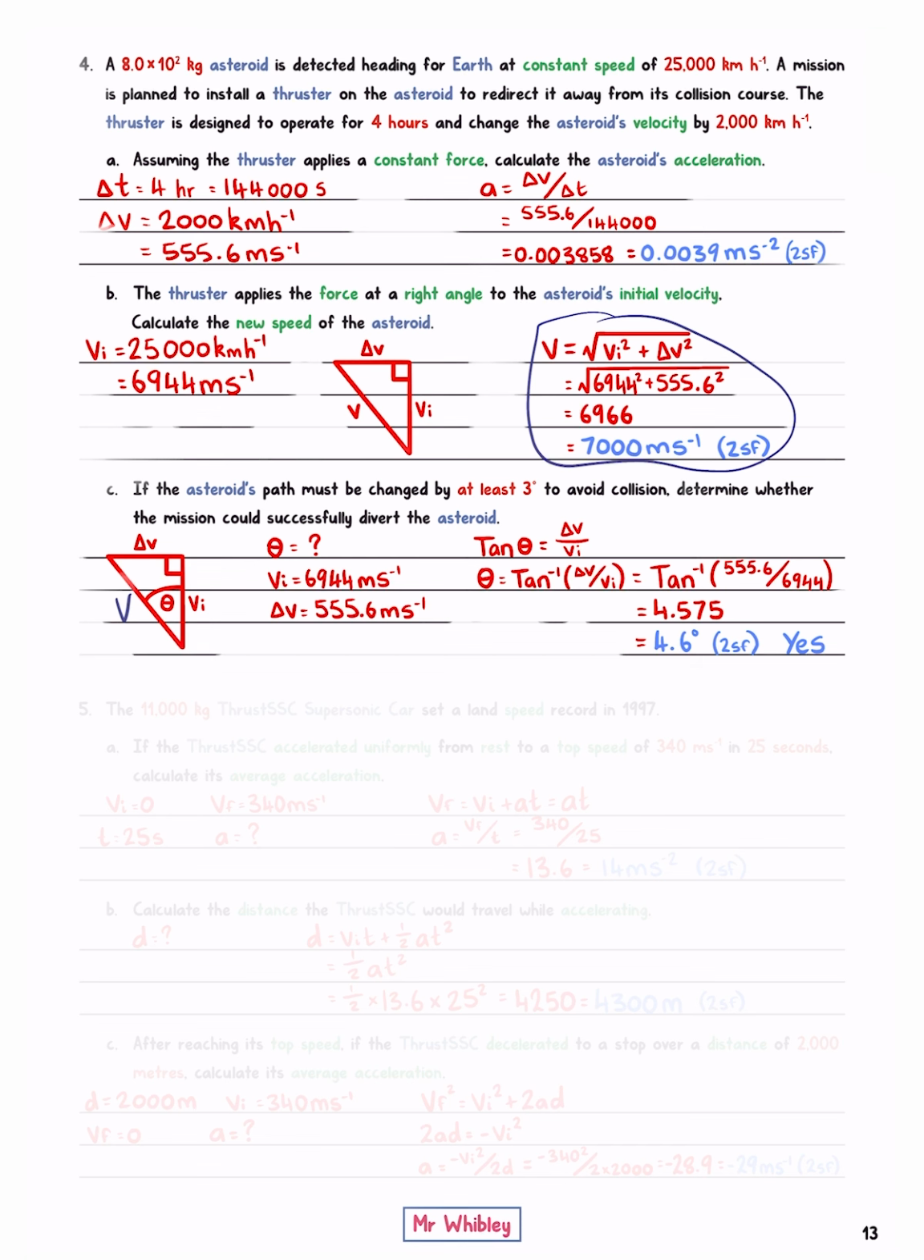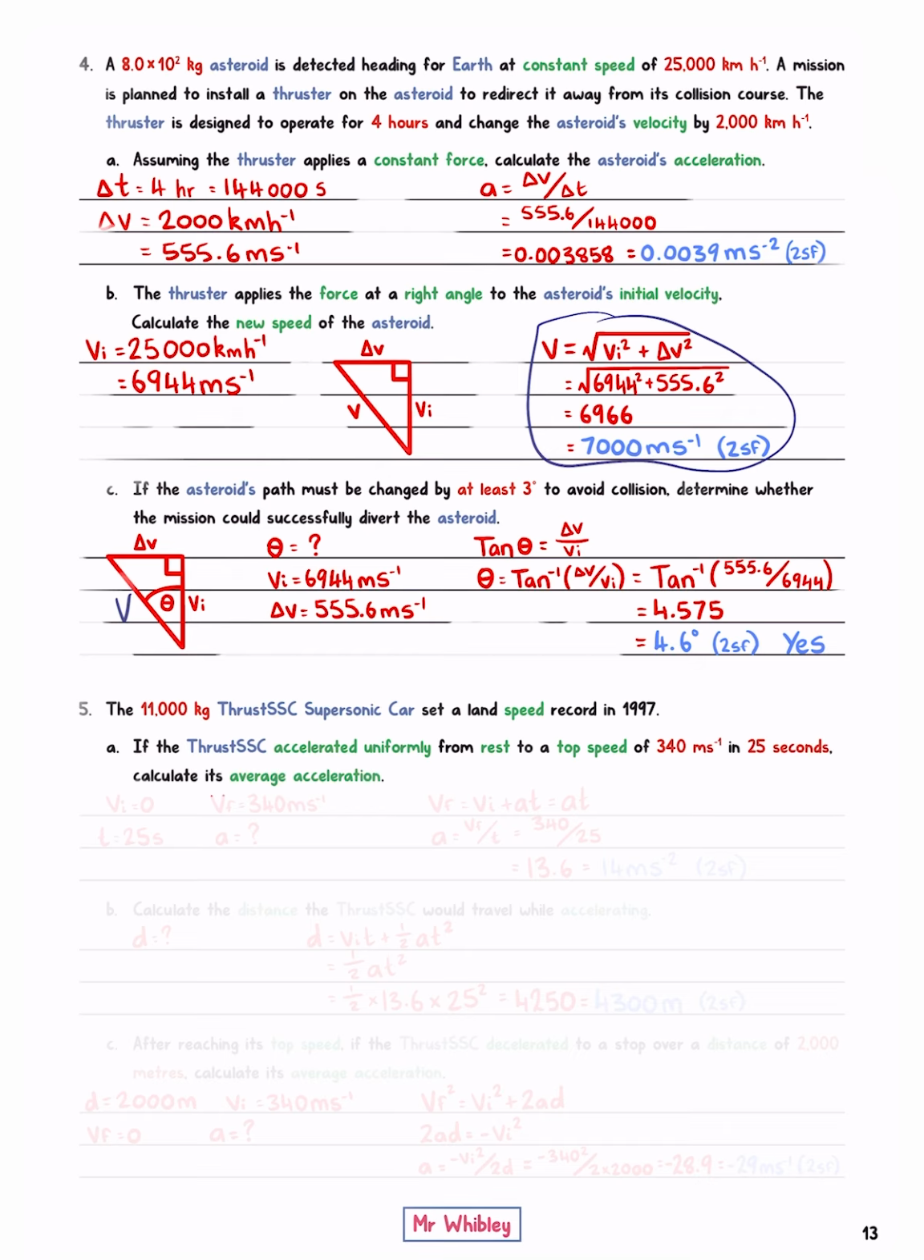Question 5. The 11,000 kilogram Thrust SSC supersonic car set a land speed record in 1997. If the Thrust SSC accelerated uniformly from rest to a top speed of 340 meters per second in 25 seconds, calculate its average acceleration. Our initial velocity is 0 because it's accelerating from rest. Our final velocity is 340. We know the time is 25, and we're trying to find the acceleration.